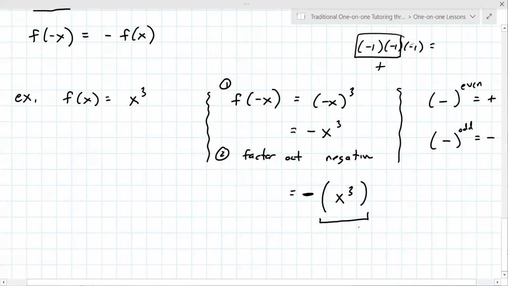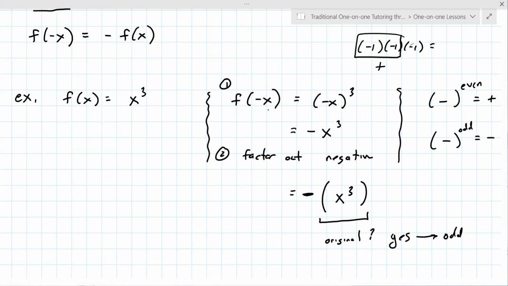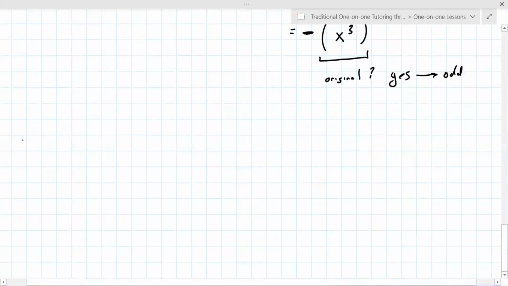Is this part the original? Yes. And if the answer is yes to this question, then it's odd, after you factor out the negatives. You first have to do the same thing we did in the even problems, but now you factor out a negative and you ask, is this inside part the original? And if it's a yes, then it's odd. Okay, so let's do another example to make more sense of this.